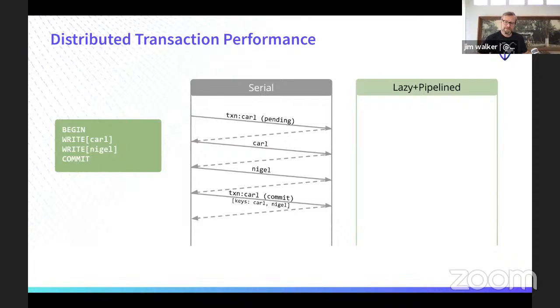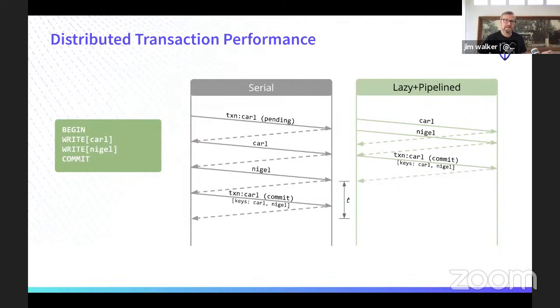Now, the first thing we did was lazy commits and pipelining of transactions. So what we're going to do is start off by saying, hey, let's write Carl, let's write Nigel at the same time. They both come back, and then we're just going to do the commit, right? So we're being lazy in the beginning about the pending. We're just going to do this commit at the end. We're going to come back.